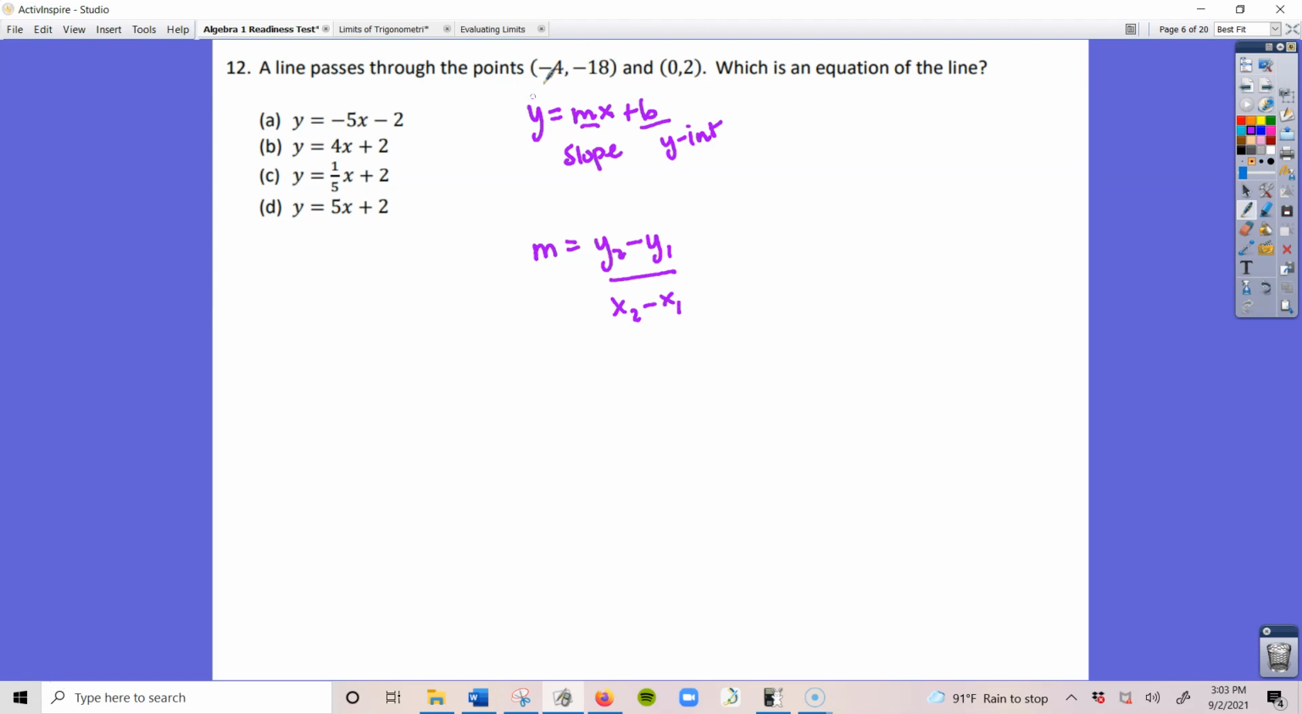So here are my points. So we first have to subtract the y values. Now I like to draw an arrow going across to remind me that I need to go in that direction. You can also go in the other direction, as long as when you're finding your slope, you're always consistent in the direction that you're going. So first it's the y's, so -18 minus 2, over, now the x's, -4 minus 0.